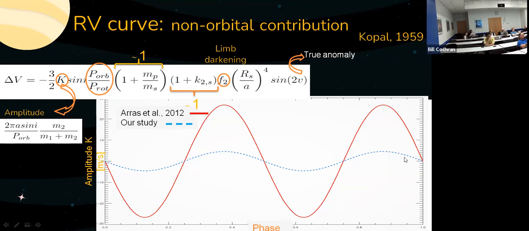And so we added this term, and at the end, basically the shape of the curve of this non-orbital contribution was the same, but the amplitude was like 1/5. Our amplitude was like 5 meters per second, and theirs was like 25.